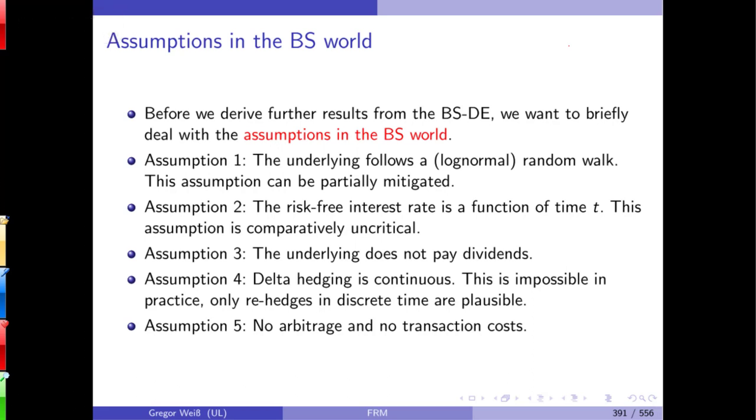Let's go through all the assumptions we've made. We have a lognormal random walk or a geometric Brownian motion for the underlying price. We have a risk-free interest rate. It's a function of time, comparatively uncritical. We haven't spoken about dividends. That's okay. We can do delta hedging at no cost in continuous time. That one's critical. If you try to delta hedge all the time, you will incur transaction costs. So in a real market, in a realistic market, this will not be possible. But here in our model assumption, delta hedging is continuously possible, and we have no arbitrage and no transaction costs. So these are the critical model assumptions.